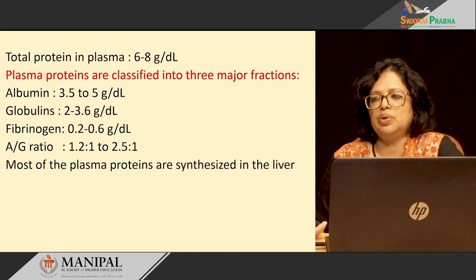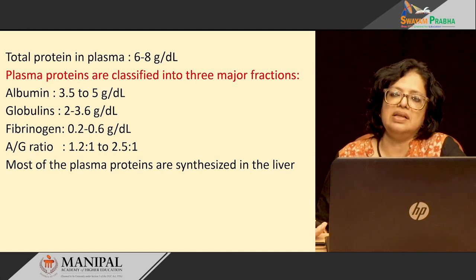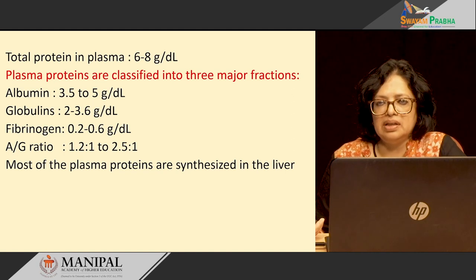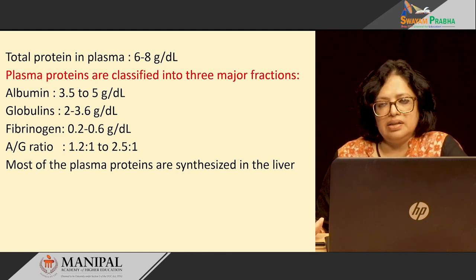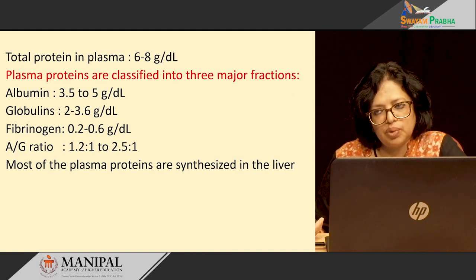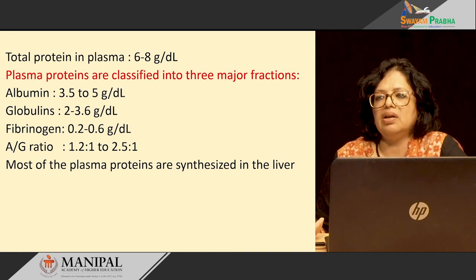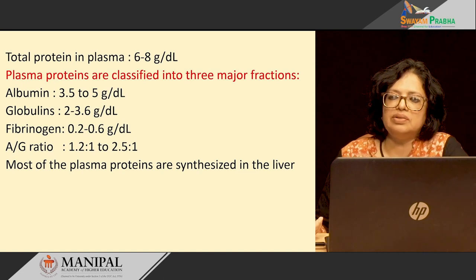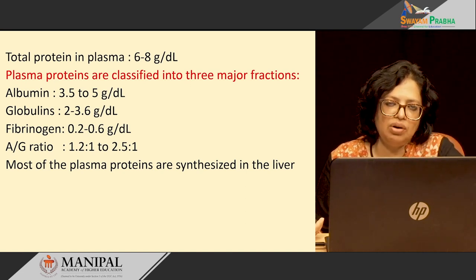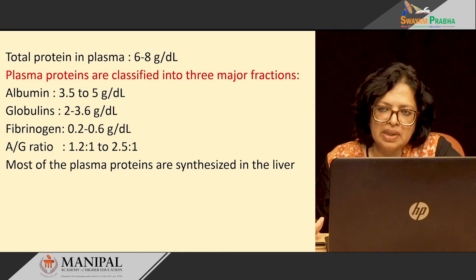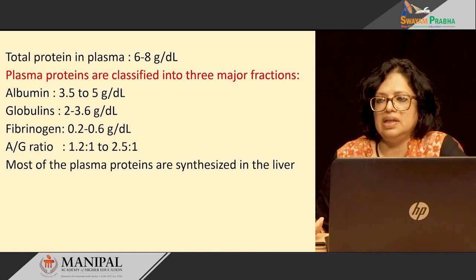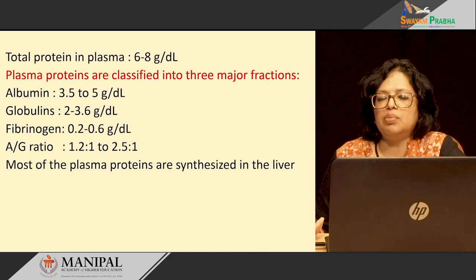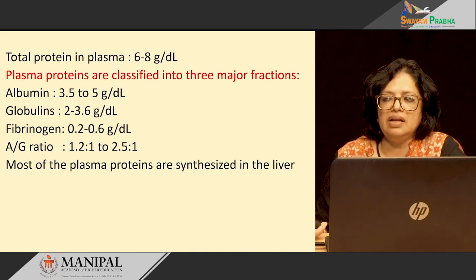Most of the plasma proteins are synthesized in the liver. The entire albumin, and all the proteins that are involved in clotting, are synthesized in the liver. There is one small fraction of the plasma protein, the globulins, I mean the immunoglobulins particularly, which are synthesized by the plasma cells, which are a modified kind of B lymphocytes.